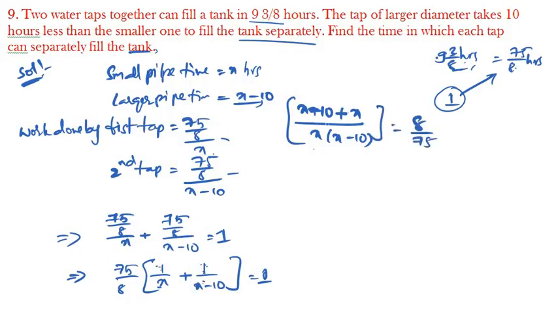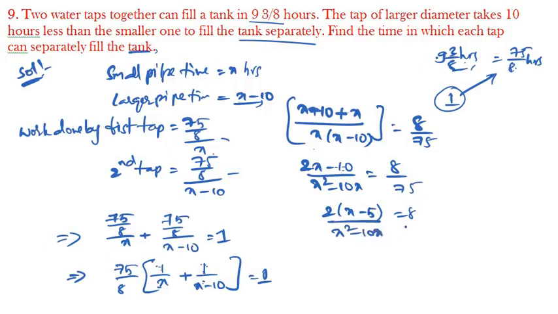Here 2x minus 10 divided by x square minus 10x is equal to 8 by 75. Here 2 will come out from both sides, 2 into (x minus 5) is equal to 8 divided by x square minus 10x. So divide by 2 here, 2 goes into 8 four times. Okay, so cross multiply here. So 75 into (x minus 5) is equal to 4 into (x square minus 10x).